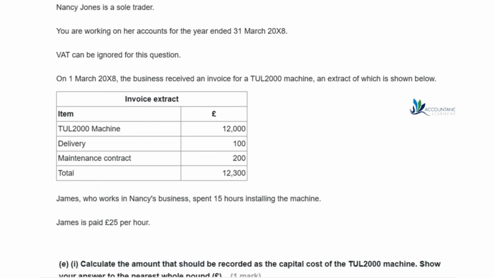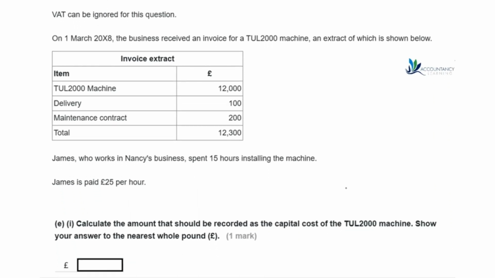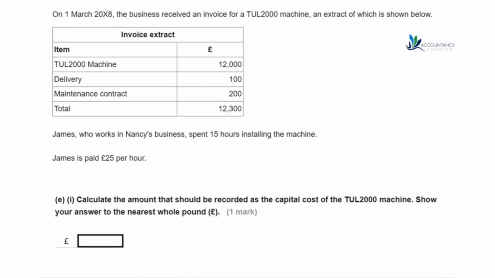We're also told that James, who works in Nancy's business, spent 15 hours installing the machine, and he's paid £25 per hour. So for the first part of Part E, we need to calculate the amount that should be recorded as the capital cost of the TUL 2000 machine, and we need to show our answer to the nearest whole pound. So we're looking for what will be the capital cost. So what are we going to include?